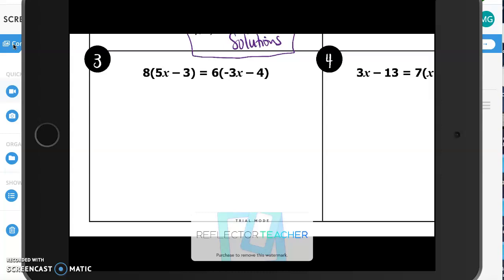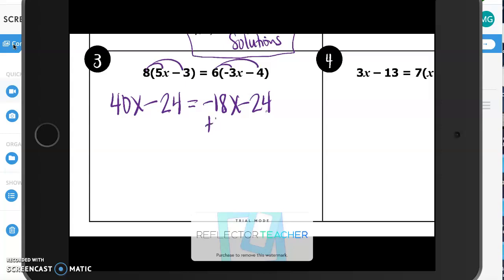Number 3, we need to distribute on both sides. 40x minus 24 equals negative 18x minus 24. Now you might say, oh, those 24s match, technically negative 24s, so that must be infinitely many solutions. That's not true because your variables don't match. That doesn't mean it's no solutions. If your variables don't match, you will absolutely have an answer of a number.